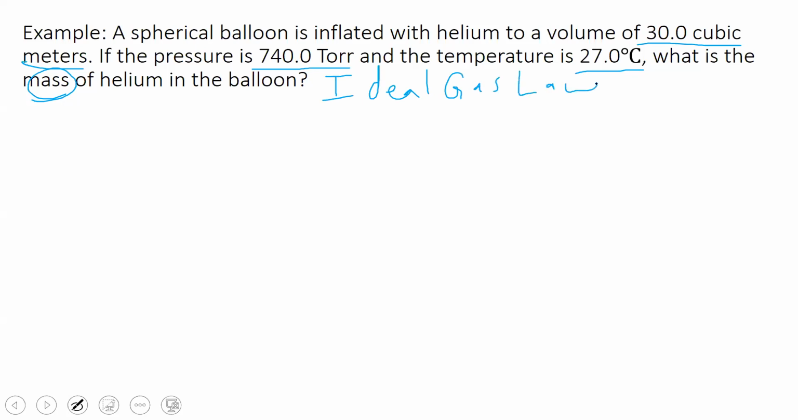On this one, we know that we're using the relationship PV equals nRT. If I want to find the mass of something, I need to know the moles of it first. So to know the mass of helium, we must find the moles first.